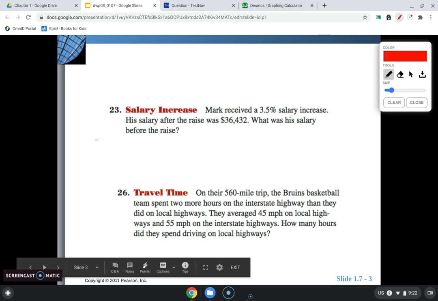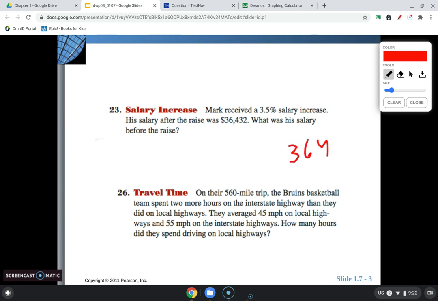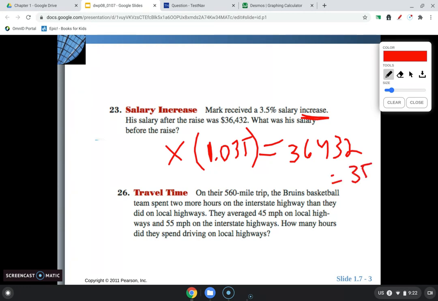Mark received a 3.5% salary increase. His salary after the raise was $36,432. To find his new salary, we want to find his old salary. So X times his raise. Well, that would be 0.035 if we write that as a decimal. But remember, it was an increase. So we want to put a 1 in front of that. So you take 36,432 divided by 1.035. 35,200 would have been his old salary before the raise.